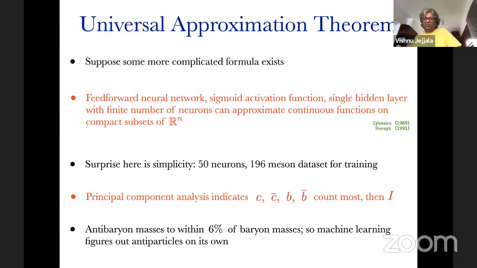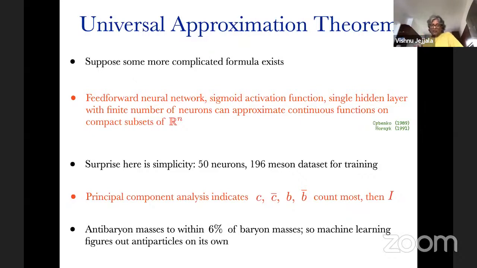There is a result in computer science called the universal approximation theorem. Suppose some complicated formula exists, then the feedforward neural network with a sigmoid activation function as we've been using, with a single hidden layer as we've been using, with a finite number of neurons can approximate continuous functions on subsets of R^n. The surprise here though is the simplicity. We only have 50 neurons for a small data set of 196 mesons used for training. If you look at which weights are strongest in these weight matrices, which things are weighted most heavily, it looks like charm and bottom and then isospin are the most important factors in determining the masses.